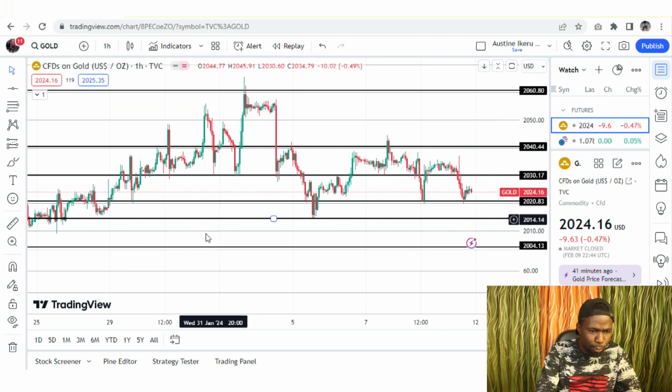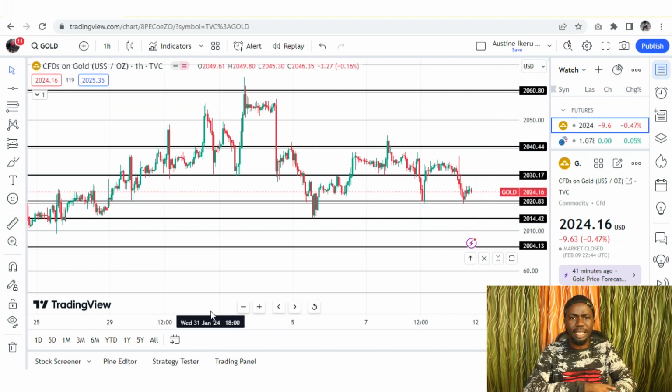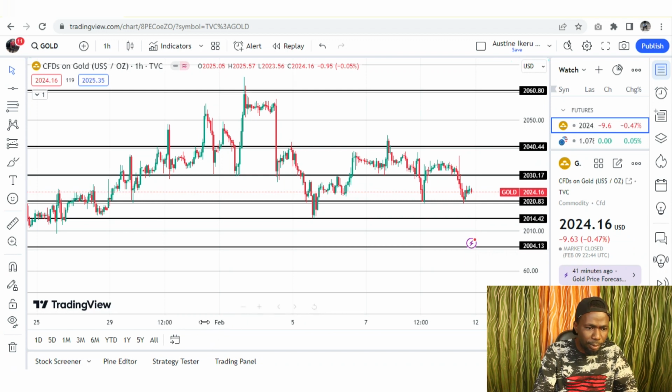Everything is good. So we are able to spot two levels at the daily time frame, which is this level.